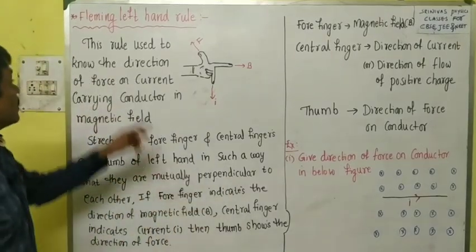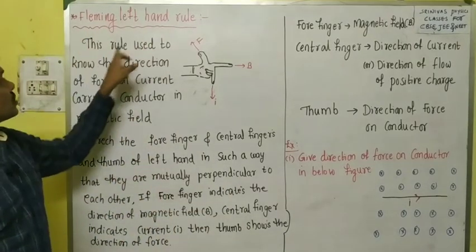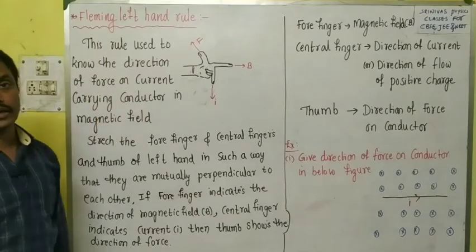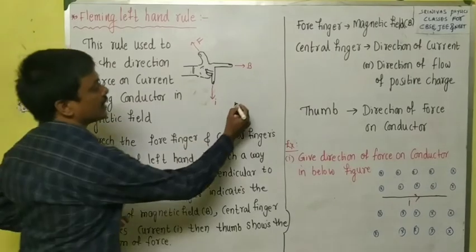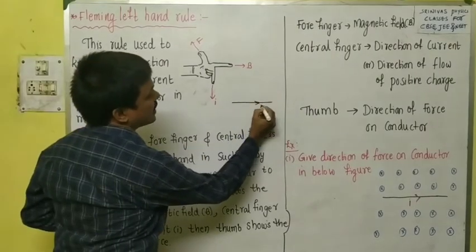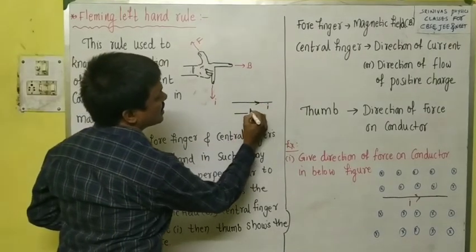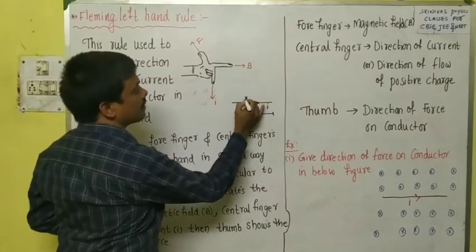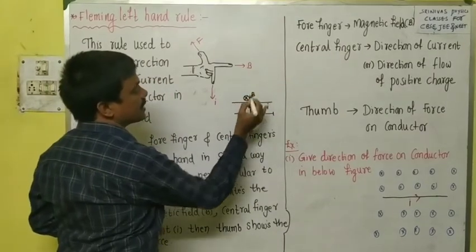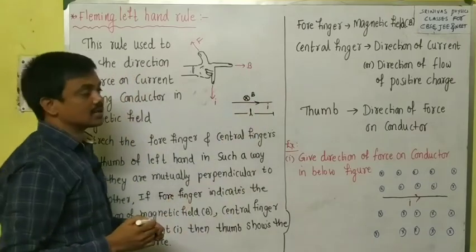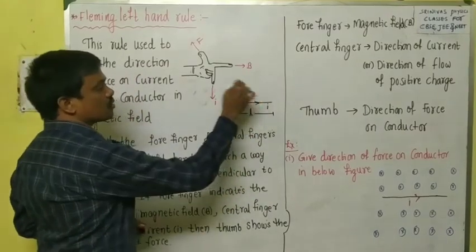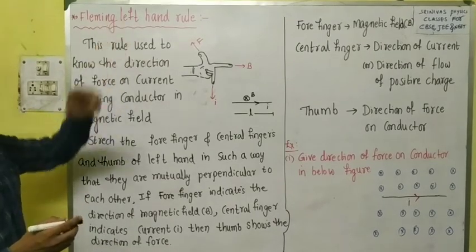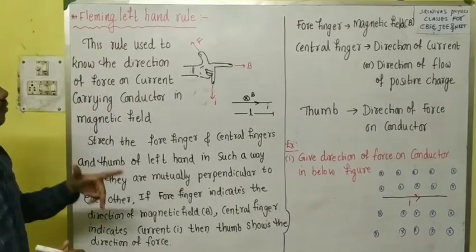Let us see. The Fleming left hand rule is used to know the direction of the force on a current carrying conductor. For example, this is a current carrying conductor. It carries current I and its length is L. Now it is placed in the magnetic field. The magnetic field is B. On this some force will act. To know its direction, we use the Fleming left hand rule. According to this rule, what we have to do?